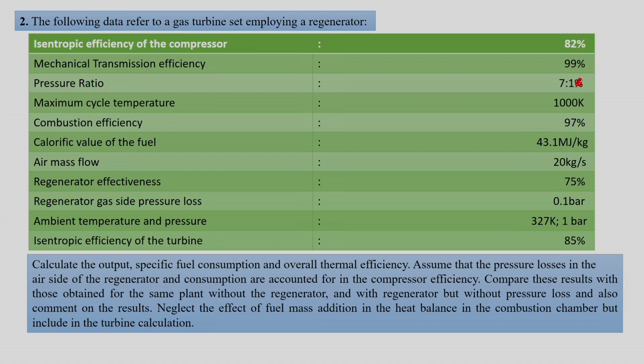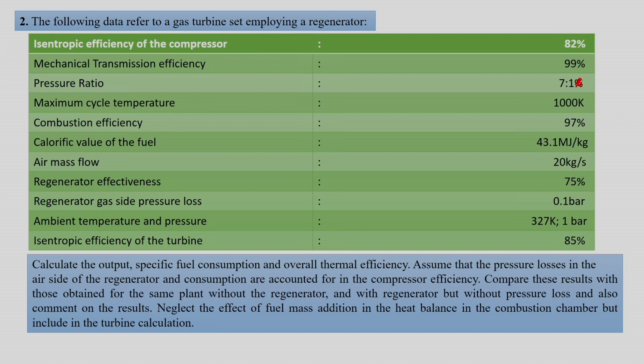So, these three things we have to calculate. What we have to assume? Assume that the pressure losses in the air side of the regenerator and combustion are accounted for in the compressor efficiency. So, compressor efficiency accounts for the losses which are in the pressure losses. Compare these results with those obtained with the same plant without regenerator and with regenerator but without pressure loss, and also comment on the results.